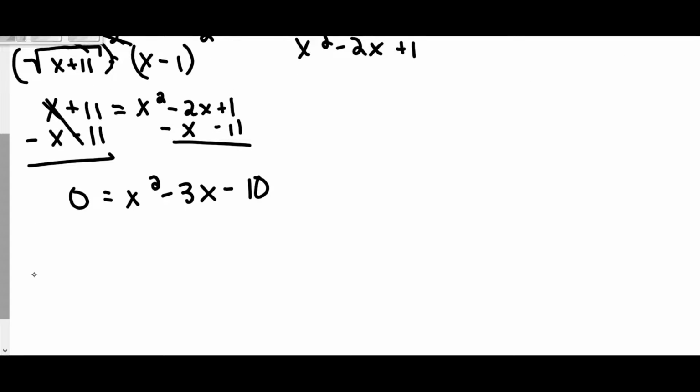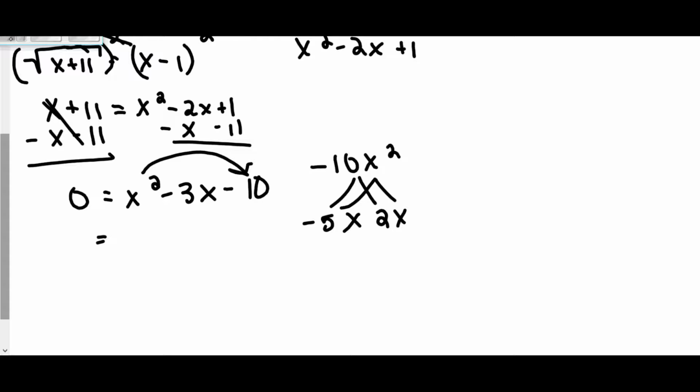I have a trinomial, so I'm going to always use the AC method. So I'm going to take my first term, multiply it by my last term, which is negative 10x squared. And we're going to find the two numbers that add to negative 3 and multiply to negative 10. I'll give you a second to figure out those numbers. So the two numbers that add to negative 3x would be negative 5x plus 2x. And the two numbers that multiply to negative 10x squared are negative 5x times 2x.